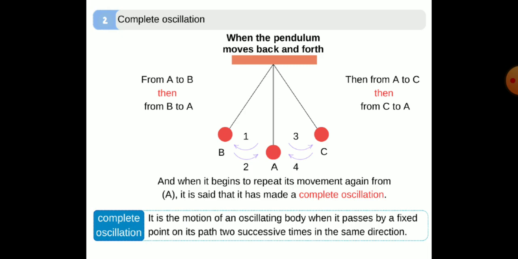So when the pendulum moves back and forth, from A to C, then from C to A, and from A to B, then from B to A, and when it begins to repeat, it moves again from A. It is said that it has made a complete oscillation. So complete oscillation means it is a motion of an oscillating body when it passes by a fixed point on its path two successive times in the same direction.